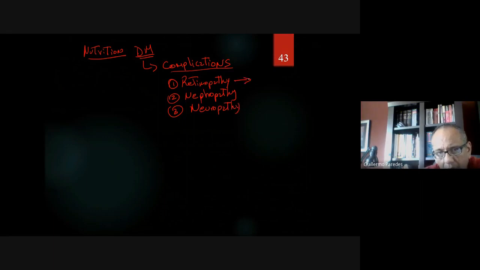So retinopathy, diabetes mellitus can get blindness. Nephropathy can get into kidney failure. Number one cause of kidney transplant are caused by diabetes mellitus. In California, in the United States, we have about 35,000. And right now, it's like 40,000 people waiting just for kidney transplant in a year.